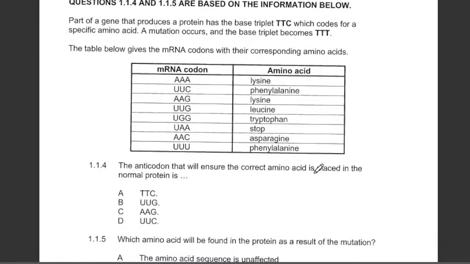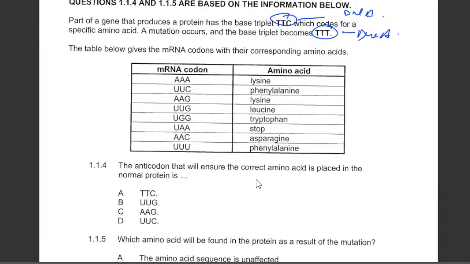Then you go to the next question, which is about the graph or the table. They are saying that part of the gene produces a protein that has this triplet TTC, meaning that if you see TTC, it means that it's coming from DNA. And then you have one base being replaced. They're saying that a mutation occurred and then the base triplet became this, meaning C is replaced by T. So it's also still DNA.